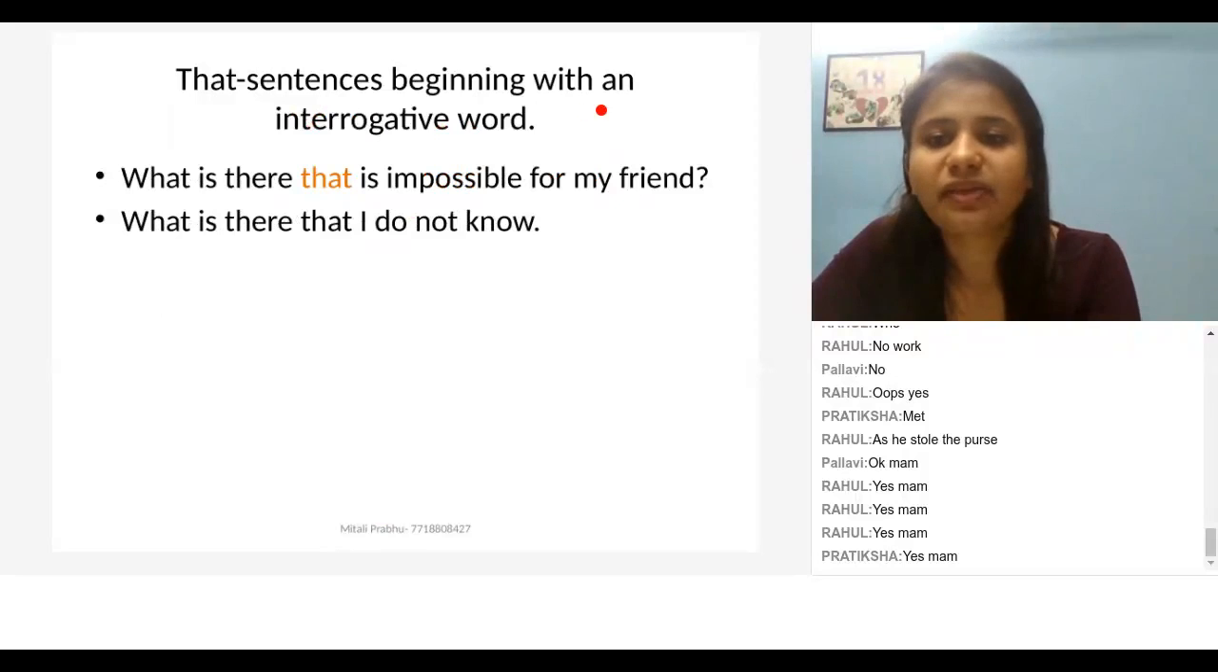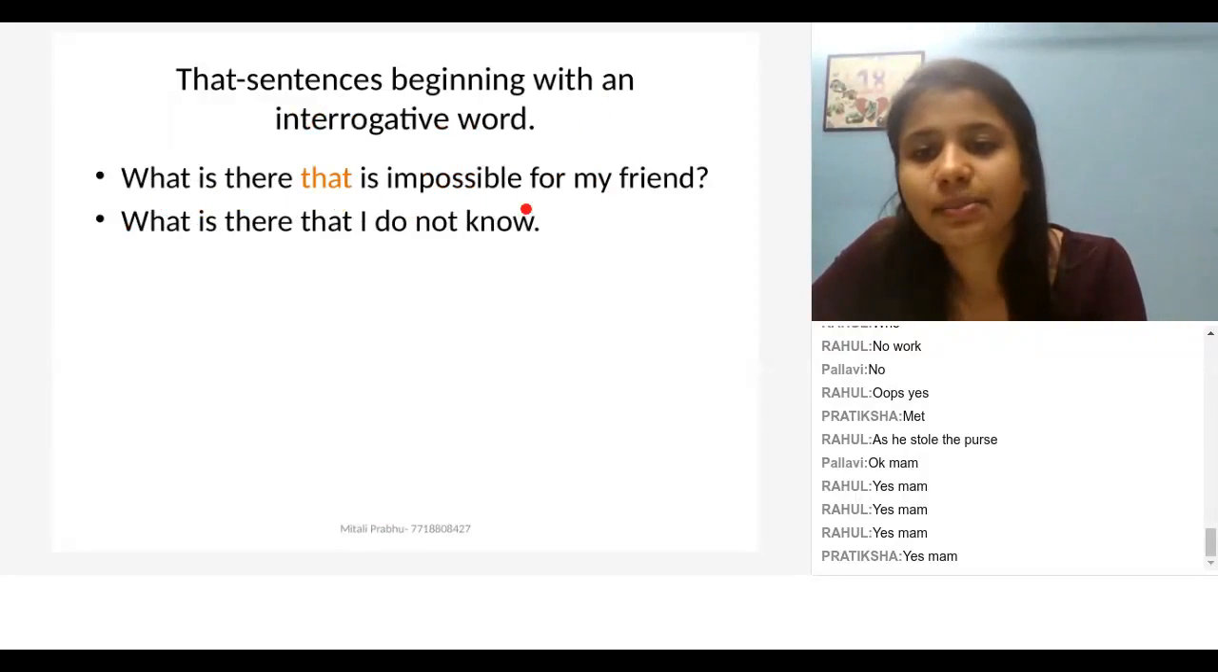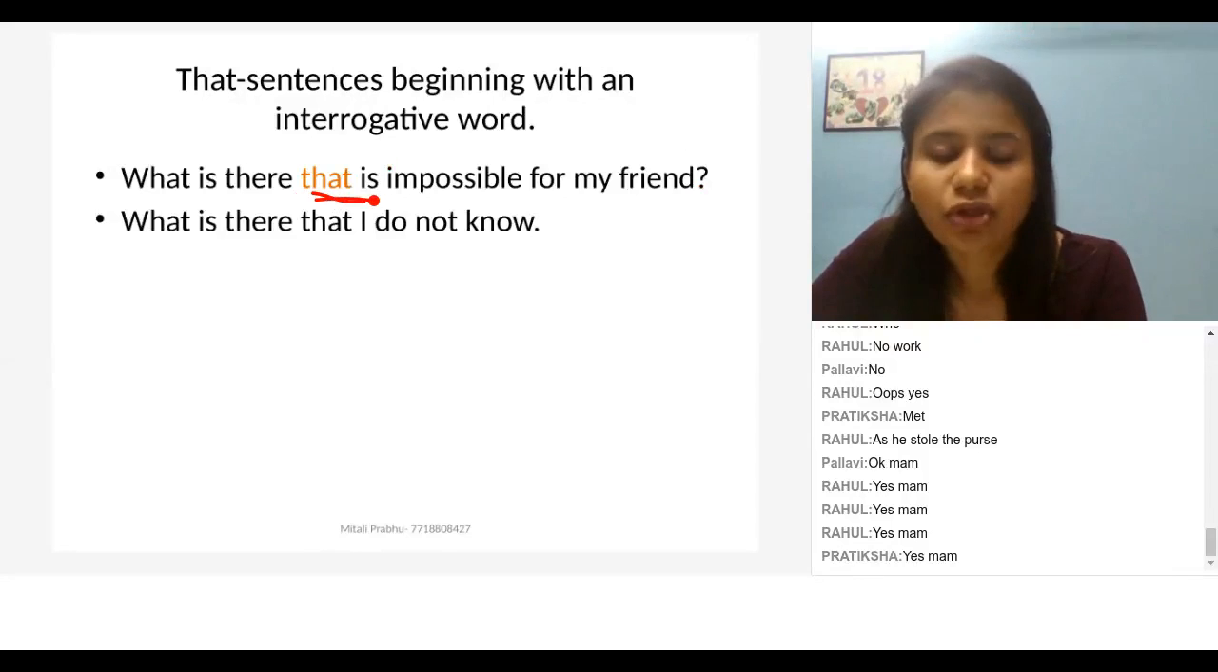Again, sentences beginning with an interrogative word. What is there that is impossible for my friend? Again, it's an interrogative sentence, so you cannot use a which here. You'll need a that. You will always be confused between which and that. The rest of the pronouns, who, whose, you will know when to use. What is there that I do not know? Okay, again, because it's interrogative, we'll use a that.